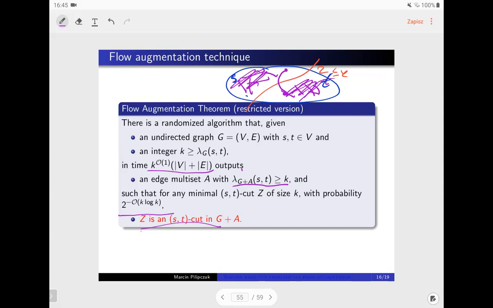So you always increase the flow, but you sometimes break the cut you want to keep. So you think of this as color coding: with some small probability you're failing, but with one in f of k probability you're succeeding. And yeah, this is it. So this is the solution.